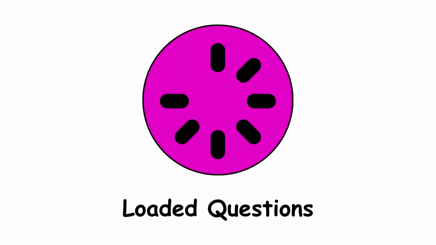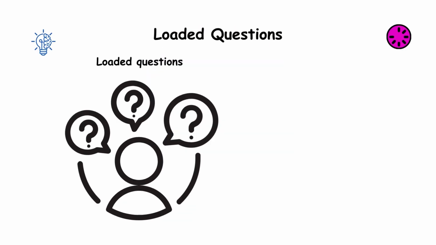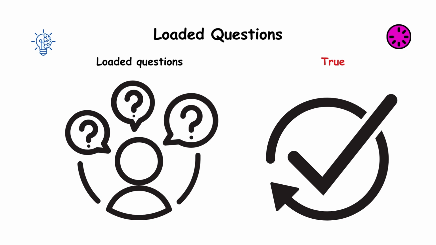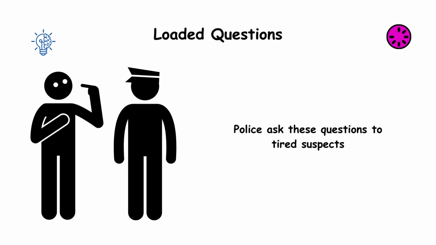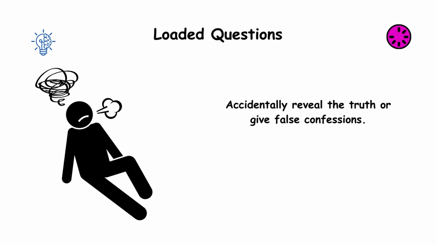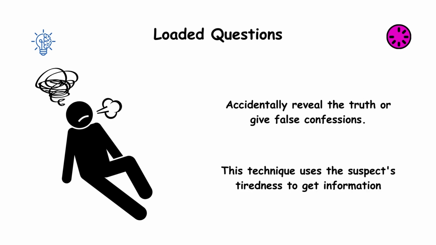Loaded questions. Loaded questions assume certain facts are true. When police ask these questions to tired suspects, it can make them accidentally reveal the truth or give false confessions. This technique uses the suspect's tiredness to get information they might not have shared otherwise.